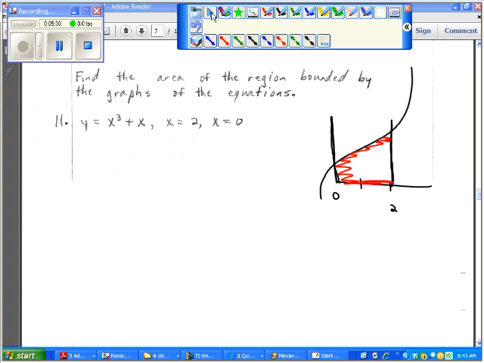But you see that what we really have then is the integral from 0 to 2 of x cubed plus x dx. You understand that we can write that as that definite integral, because what we're looking for is the area underneath the curve from 0 to 2. You see how we translated that into a definite integral equation?